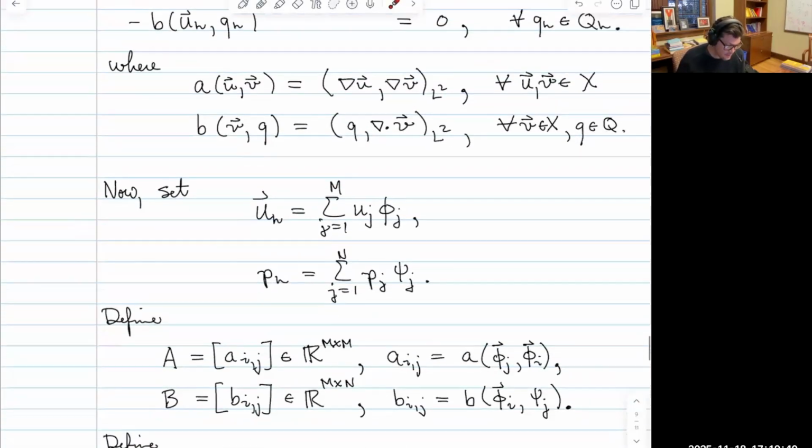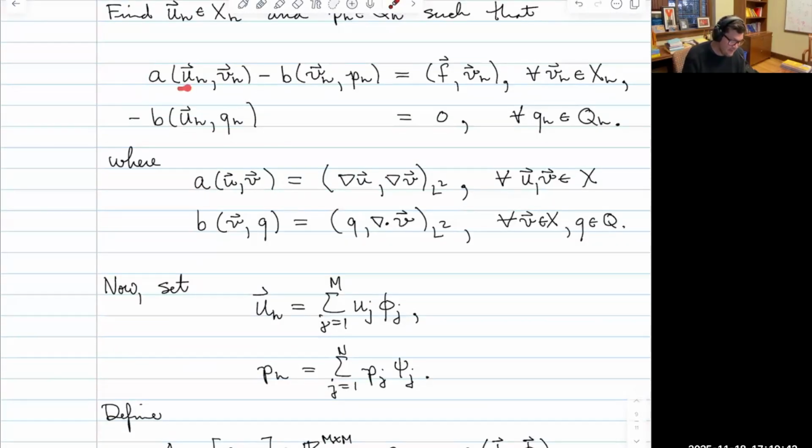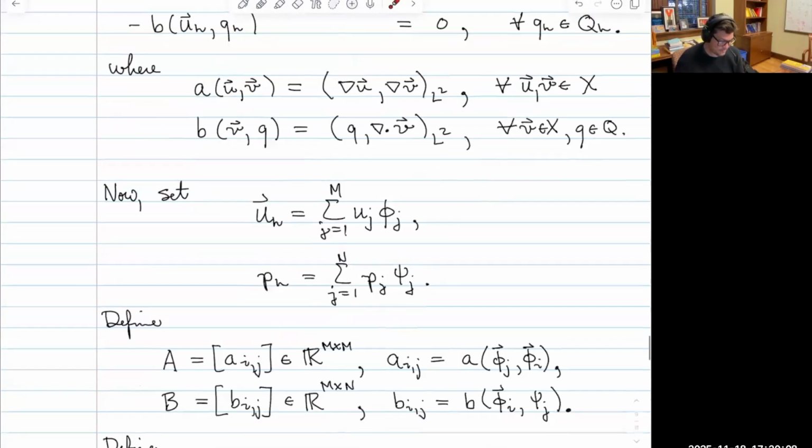Now, imagine that we have a solution to this problem, a UH and a PH. Because they're from the finite dimensional subspaces, XH and QH, we can do an expansion in their various bases. So U gets expanded in the BX basis elements, and P gets expanded in the QH basis elements.